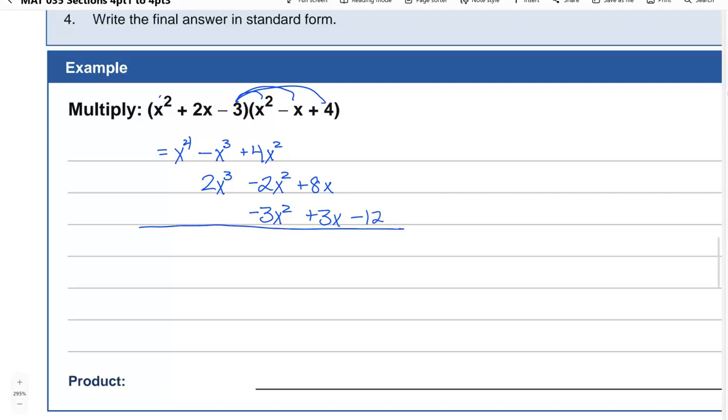And then we're just going to add down the column. So I have x to the 4th plus x cubed, 4x minus 2x minus 4x squared minus 2x squared minus 3x squared would give me a minus x squared plus 11x minus 12. So there's our product.